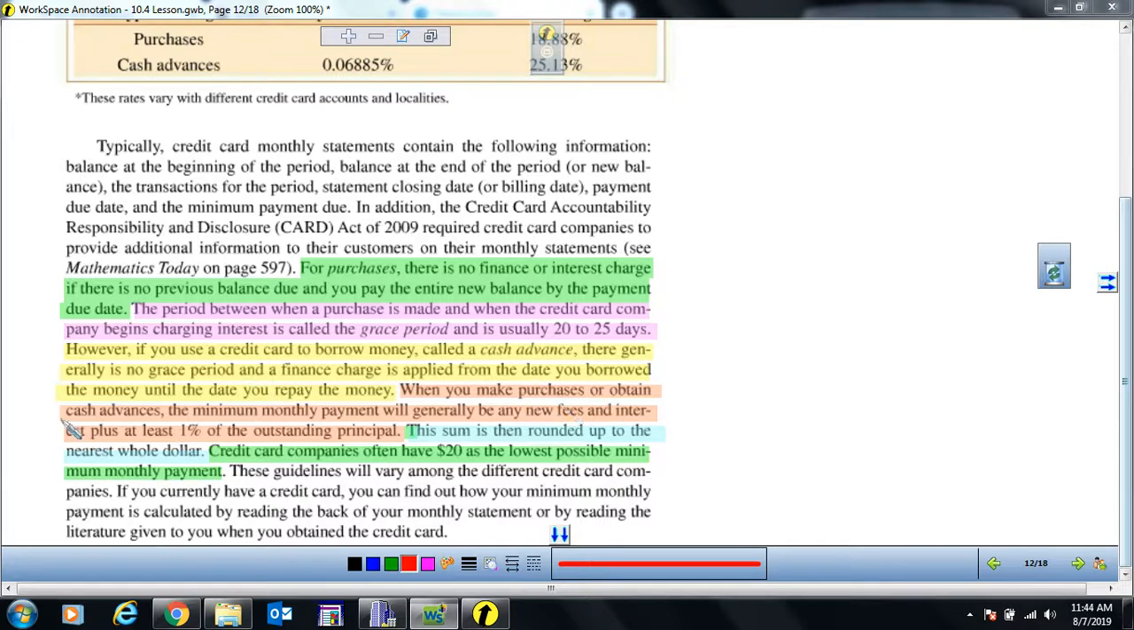When you make purchases or obtain cash advances, the minimum monthly payment will generally be any new fees and interest plus at least 1% of the outstanding balance. This sum is then rounded up to the nearest whole dollar. Credit card companies often have $20 as the lowest possible minimum monthly payment. So this is something we're going to deal with right now in some of the examples. The minimum monthly payment will generally be any new fees and interest plus at least 1% of the outstanding principal. Okay, so let's see how this is going to work.